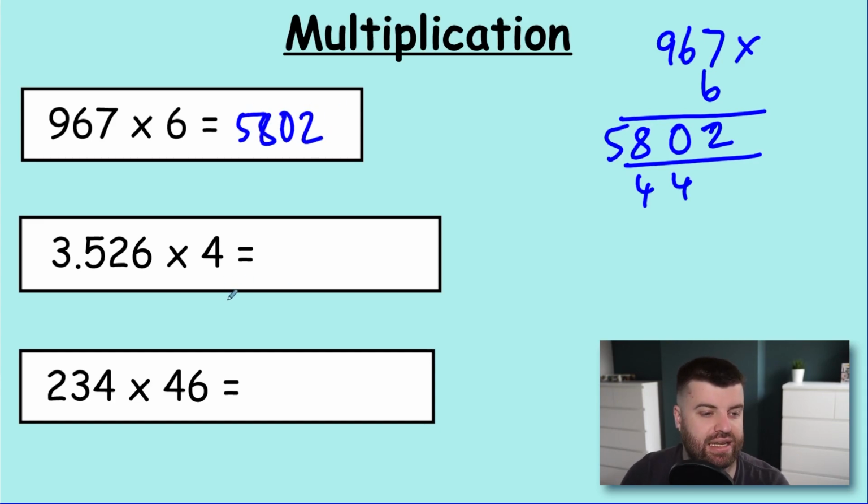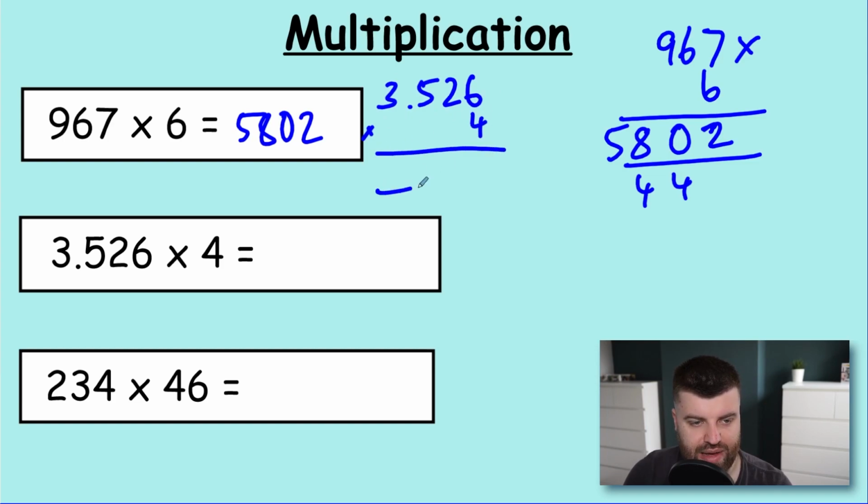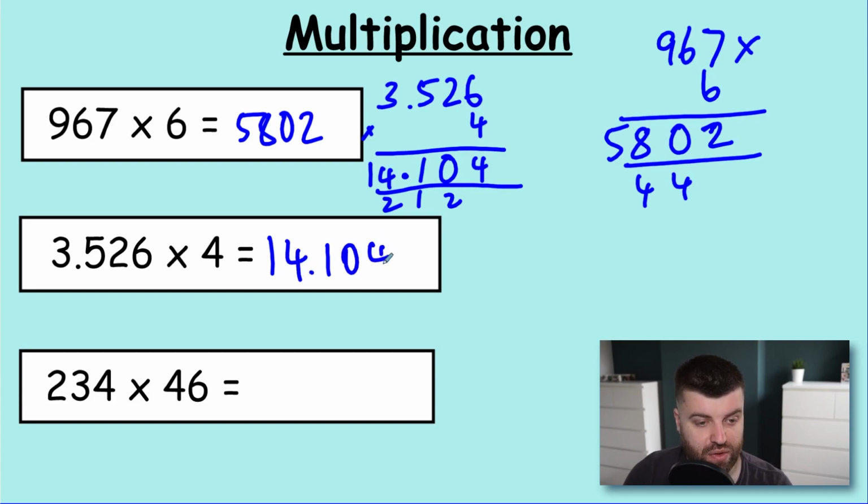5,802. Next one, again, it's 5. Sorry, I've started with the 5 for some reason. It's a 4-digit number, but it doesn't matter. We can still use short multiplication and just make sure we whack down that decimal at the end. 6 times 4, that's 24. 4 twos are 8, plus the 2 is 10. 4 fives are 20, plus the 1 is 21. 4 threes are 12, plus the 2 is 14. Bring that decimal down. The answer here is 14.104.